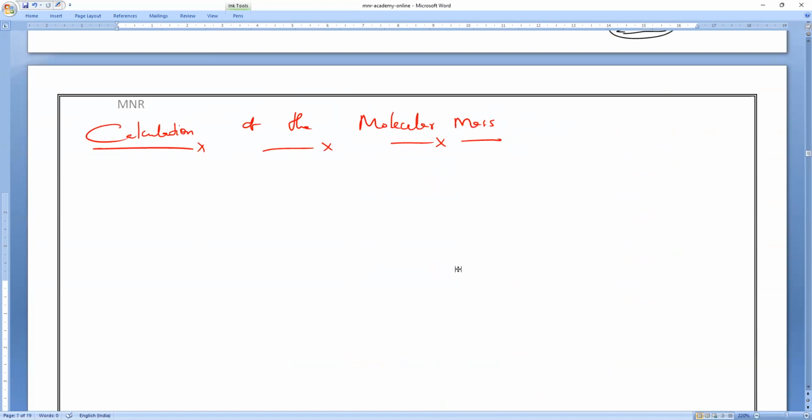So now let us calculate the molecular mass of carbon dioxide, everybody. Molecular mass of carbon dioxide. What is the carbon dioxide formula, everybody?